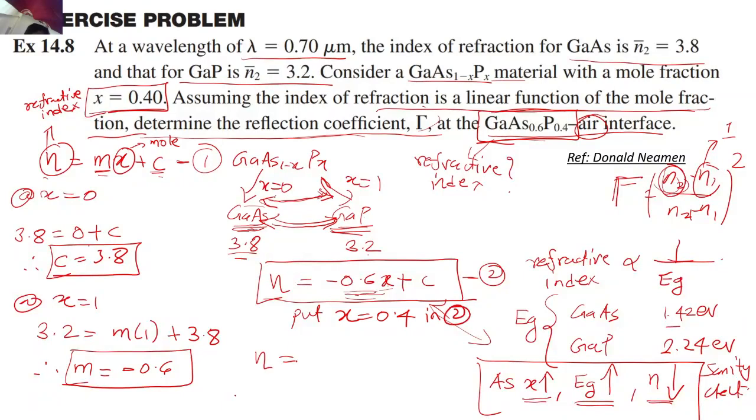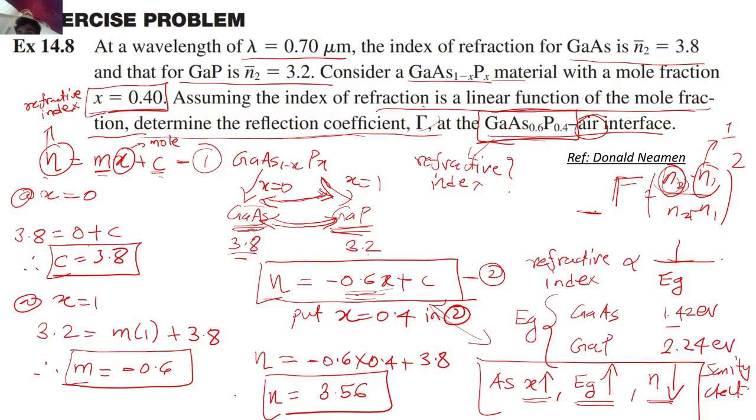The refractive index will be minus 0.6 into 0.4 plus the value of C, which is 3.8. So the value of refractive index that you will be getting is around 3.56. This is the value of refractive index that we got, right?